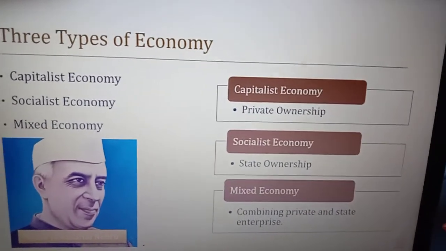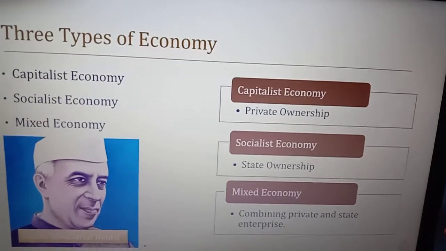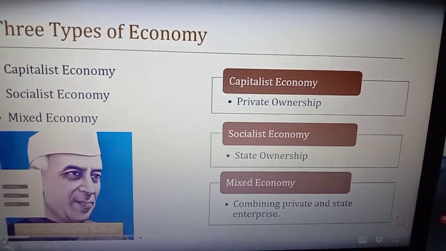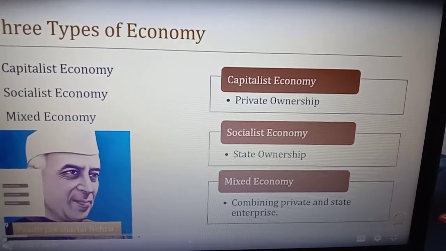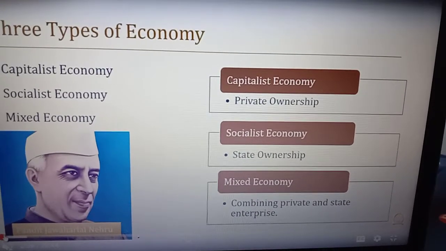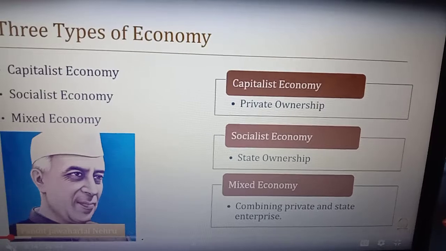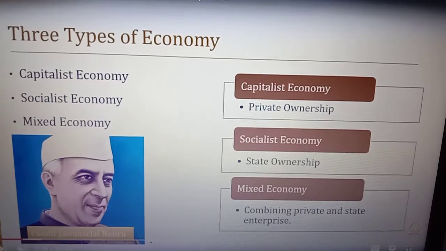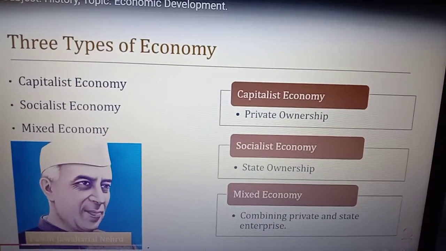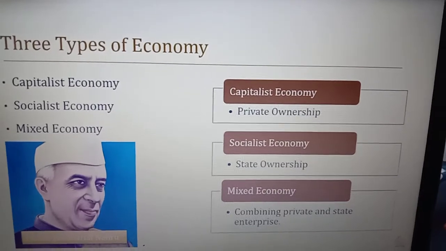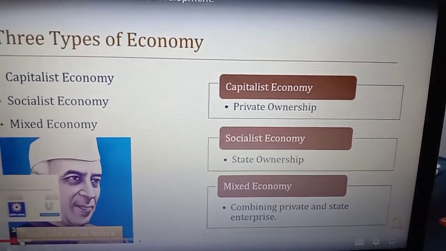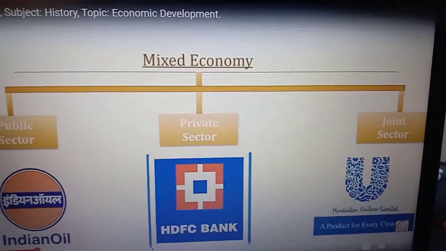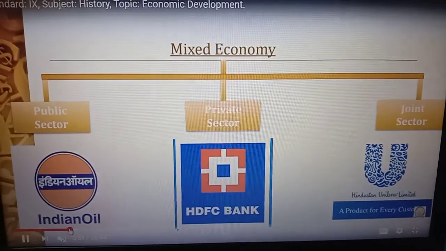As I have told you, in a capitalist system, the means of production are privately owned. In a socialist economy, the means of production are owned by the state in the name of society. And in the mixed economy, both private and public sectors are involved. Now we can see three parts in this kind of economy. First is the public sector. In the public sector, the industries are completely under the control and management of the government.